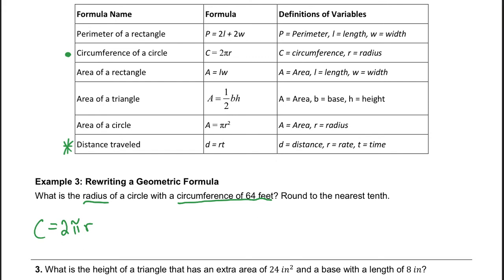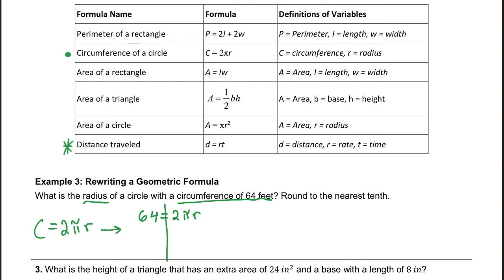So in this equation, there's a value I know, there's a value I don't know. I know the value for circumference, I don't know the value for radius. So the value for circumference is 64. So I rewrite this equation as 64 equals 2 times pi times the radius. I still don't know the radius. I need to solve this equation now for the radius.